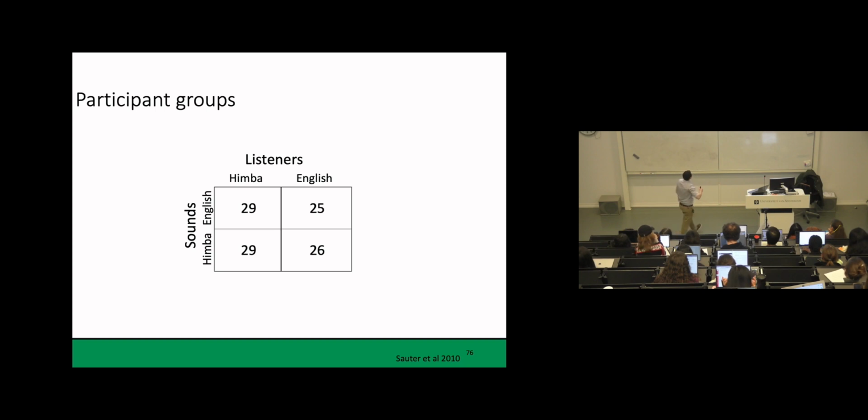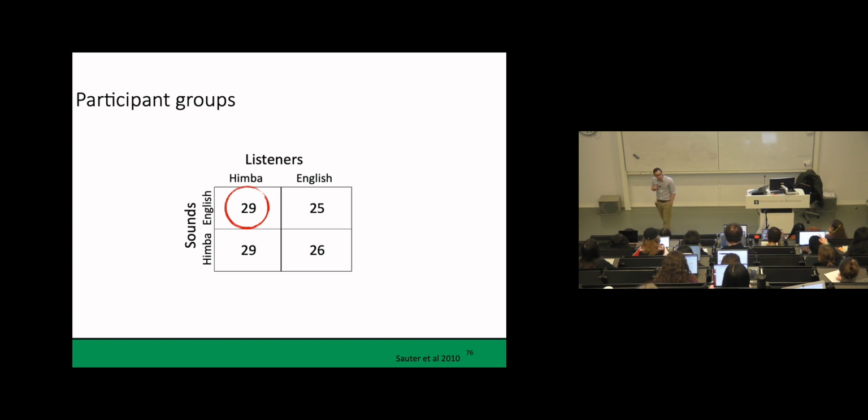Right? So I'm not going to go through all of this data because we don't have all day, but I do want to at least talk about one of these groups. And the reason I'm talking about it is because it's one of the most important groups. And it's going to be the Himba listeners listening to sounds produced by English speakers. Right? So this is cross-cultural recognition. So this is really one of the first tests of whether or not individuals from a small-scale society with little to no exposure to the West still recognize vocal expressions produced by Westerners.